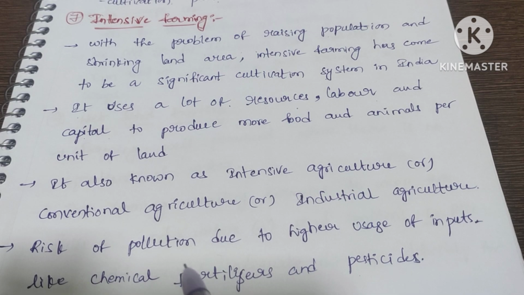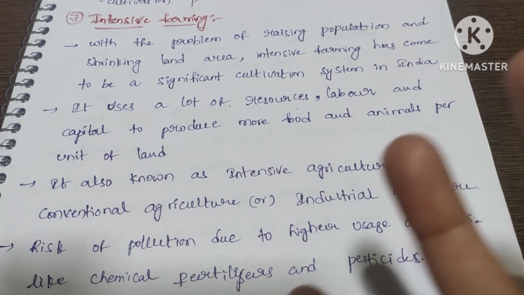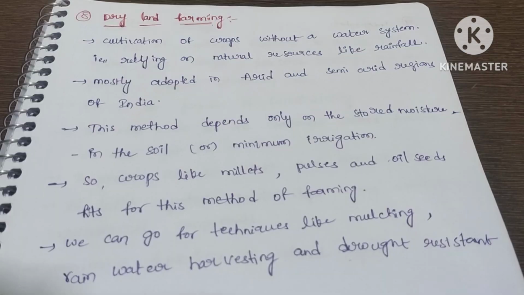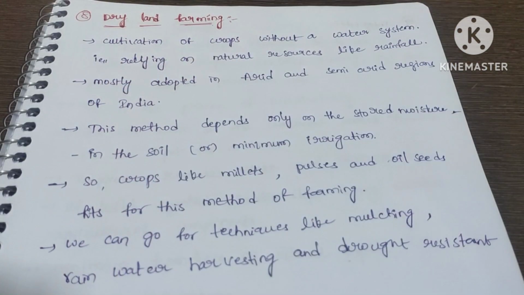Okay. Risk of pollution due to higher usage of inputs like chemical fertilizers and pesticides. Yeah, to get more food and animals per unit of land, we have to go with higher inputs like chemical fertilizers and pesticides. With the use of high chemical fertilizers and pesticides, the risk of pollution is definitely there, isn't it? This is the disadvantage of intensive farming. Okay. Another farming is dryland farming.